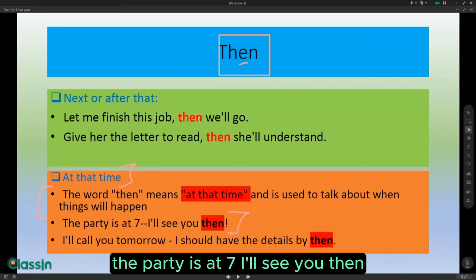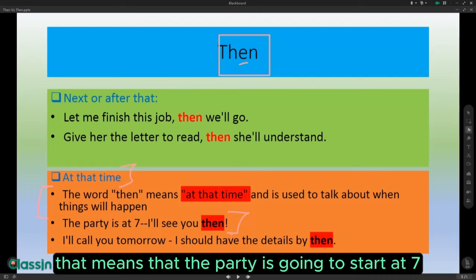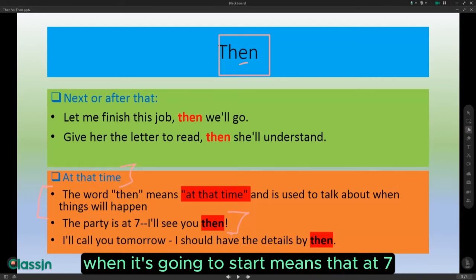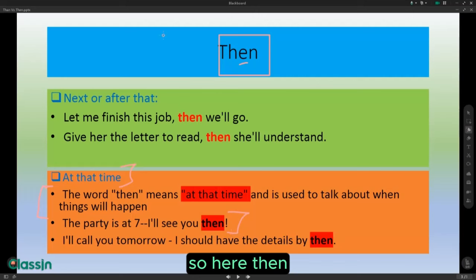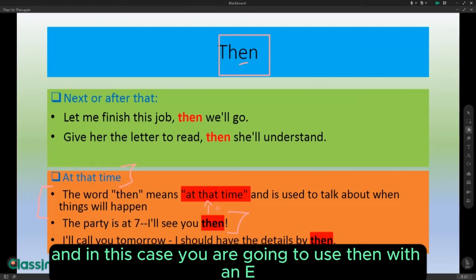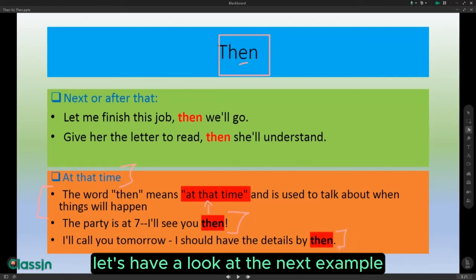The party is at 7. I'll see you then. That means that the party is going to start at 7 o'clock. And I will see you at the party when it's going to start. It means that at 7. So here then, so we can say as well, I will see you at that time. And in this case, you are going to use then with an E. Let's have a look at the next example.